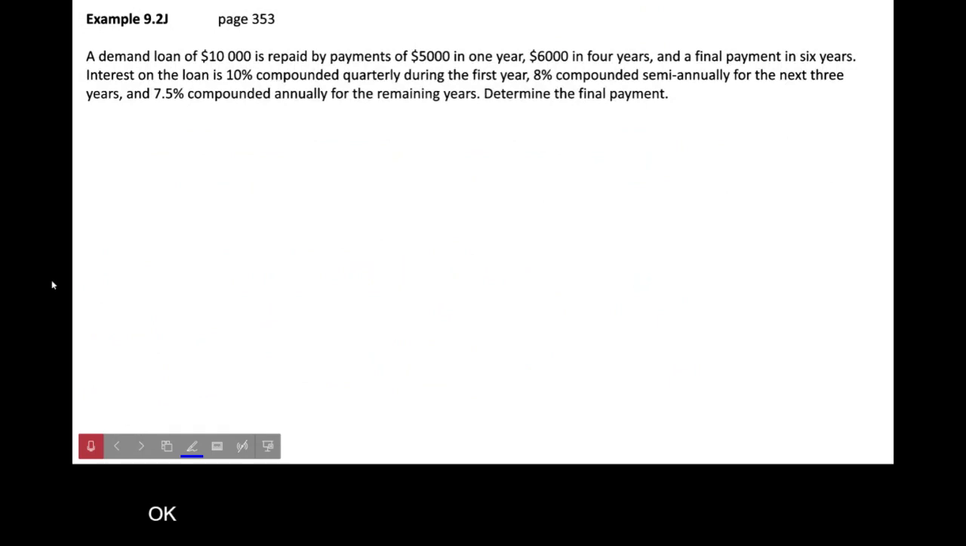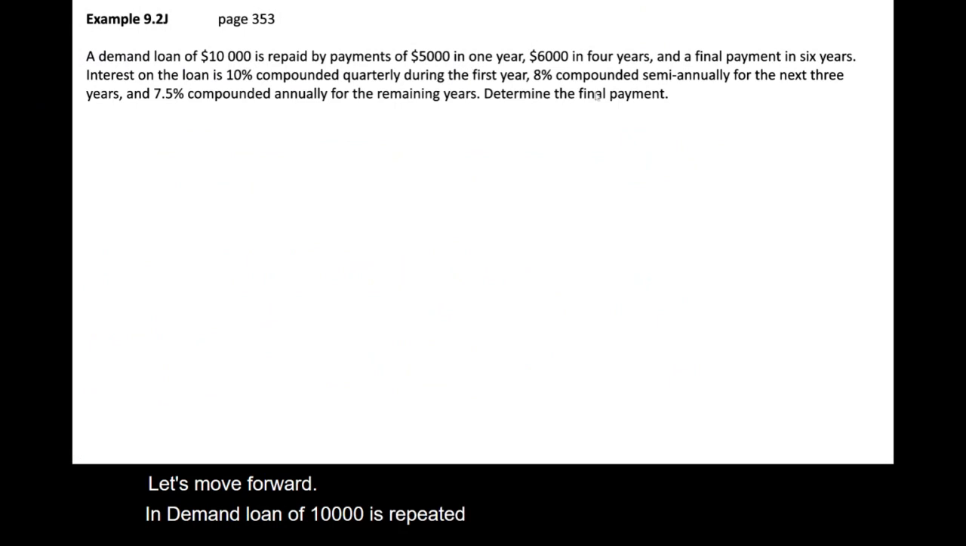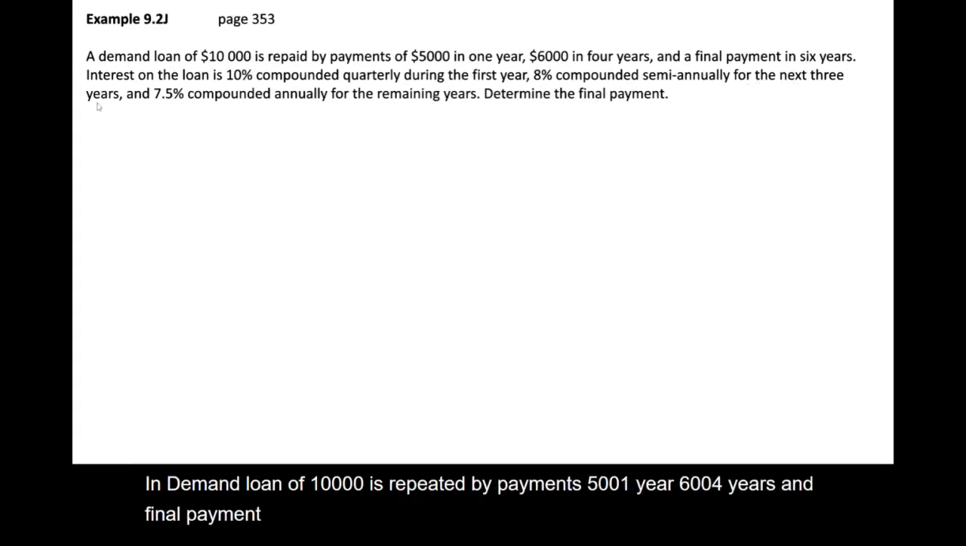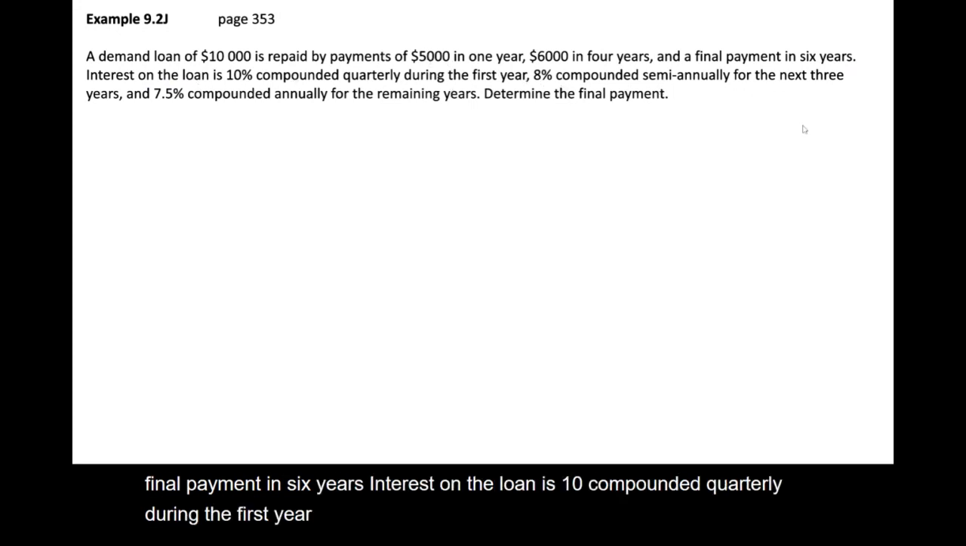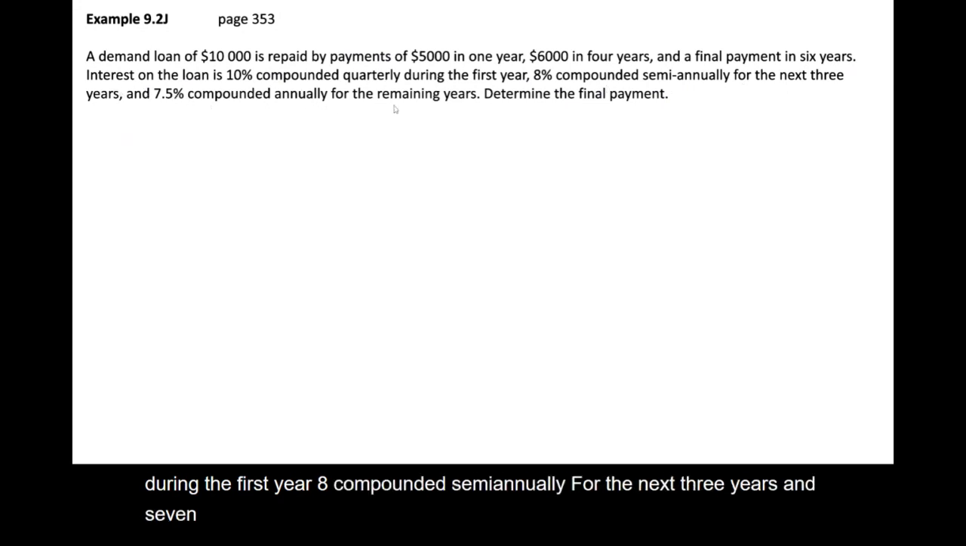Okay, let's move forward. A demand loan of 10,000 is repaid by payments of 5,000 in 1 year, 6,000 in 4 years, and a final payment in 6 years. Interest on the loan is 10% compounded quarterly during the first year, 8% compounded semi-annually for the next 3 years, and 7.5% compounded annually for the remaining years. Determine the final payment.